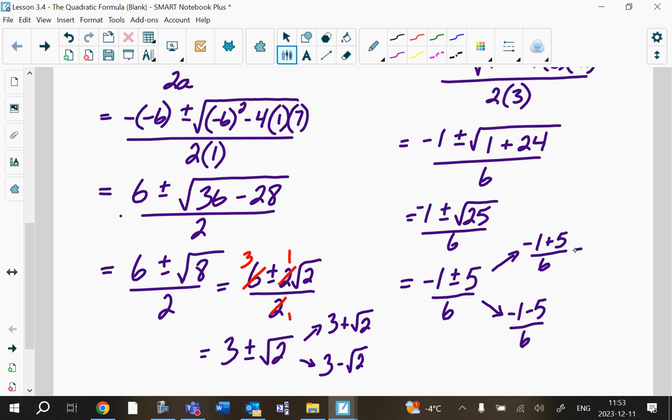What's negative 1 plus 5? Four over 6, which simplifies to 2 over 3. That's an answer. So notice these answers don't have square roots in them this time. What's negative 1 minus 5 divided by 6? That's the other answer. What that actually means is I could have solved this by factoring.